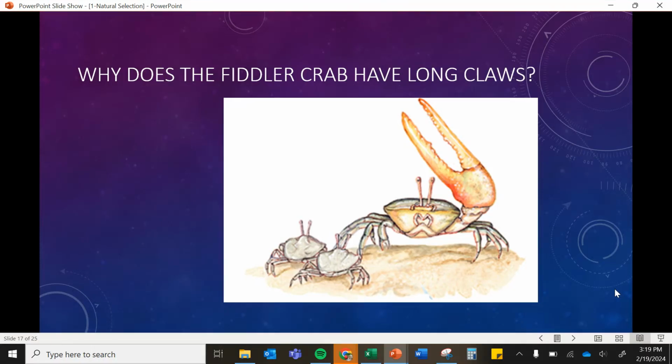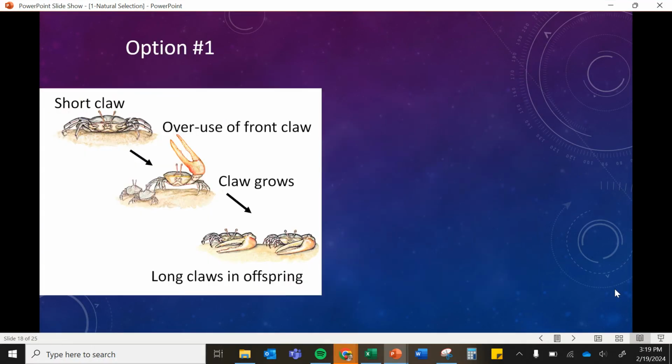Okay, so you should have watched the video about the fiddler crab. And so we can think about, well, how does this fiddler crab end up with one really large claw and one really short claw? So it could be that all of the crabs had short claws, and over time they use that one large claw, and therefore their offspring will grow large claws.